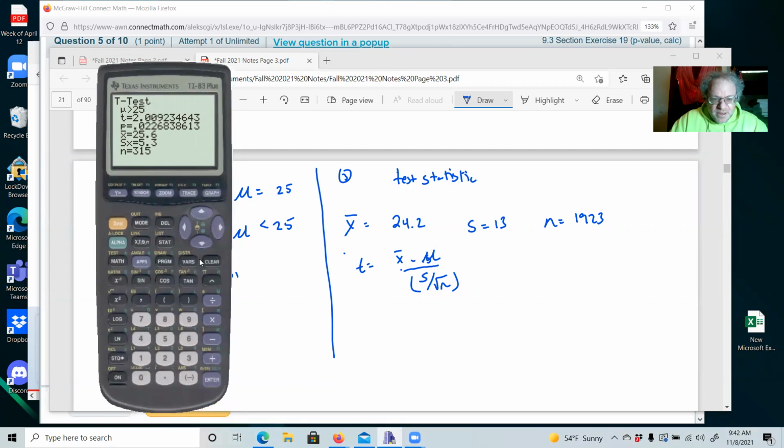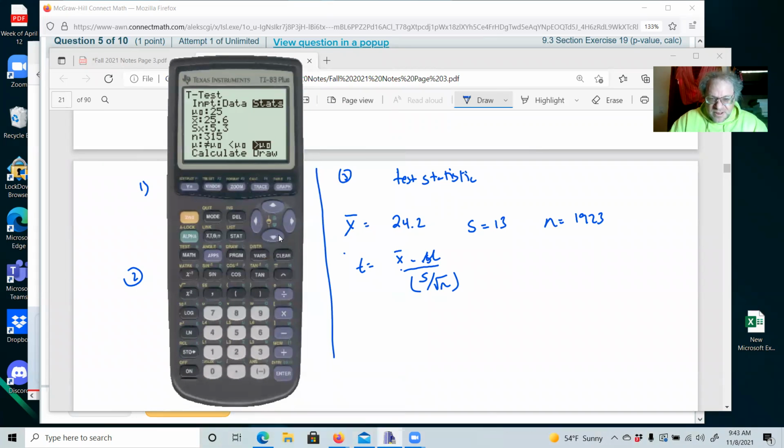All right. So let's see here. We need stats. Okay, we're going to go to tests. We're using a t-test because we don't have sigma, we have S. Okay, what's the difference? Well, S is a statistic as well. It's not a parameter. Okay, what are we looking at here? Mu was 25. Our X bar was 24.2. Okay, S 13.